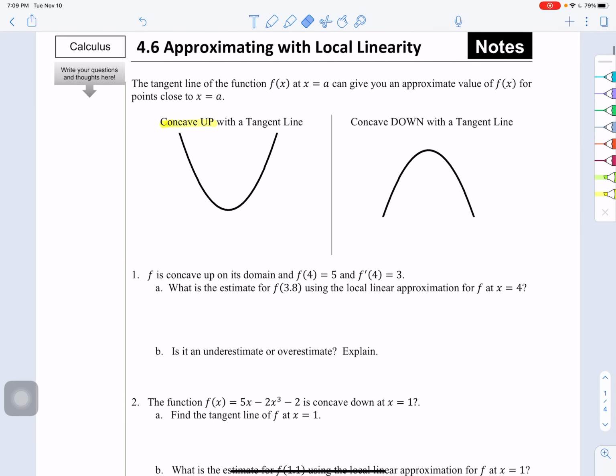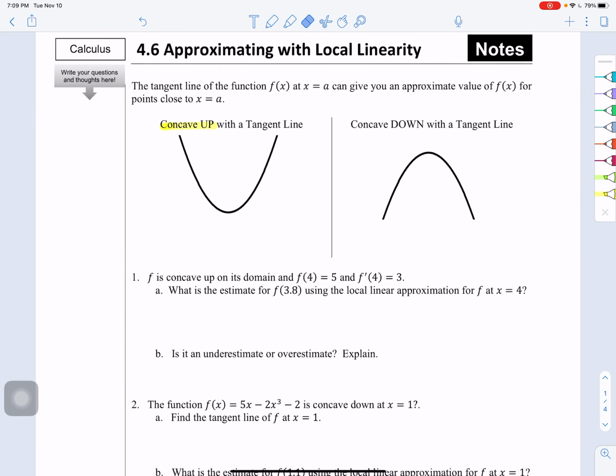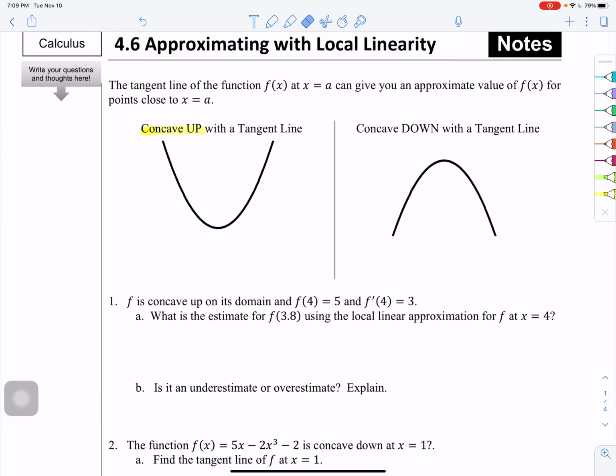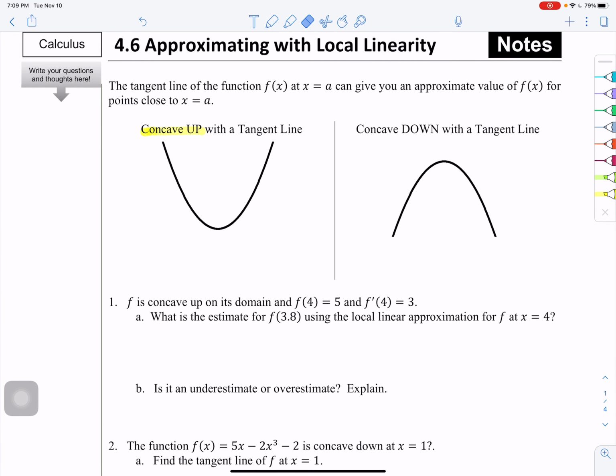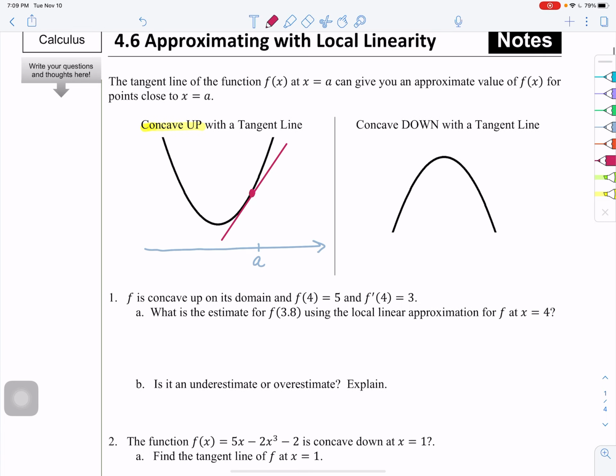This is topic 4.6, approximating with local linearity. We're going to begin by talking about the tangent line of a function, let's say at x equal to a. So let's see if we can get maybe like this, and here's x equal to a, and we're talking about the tangent line there at x equal to a.